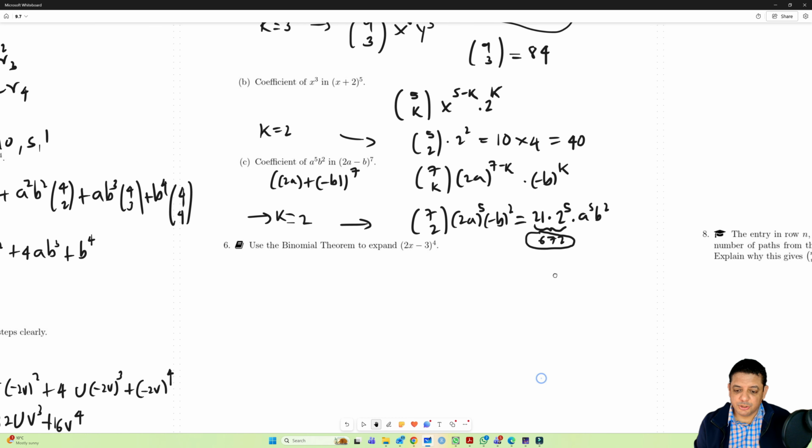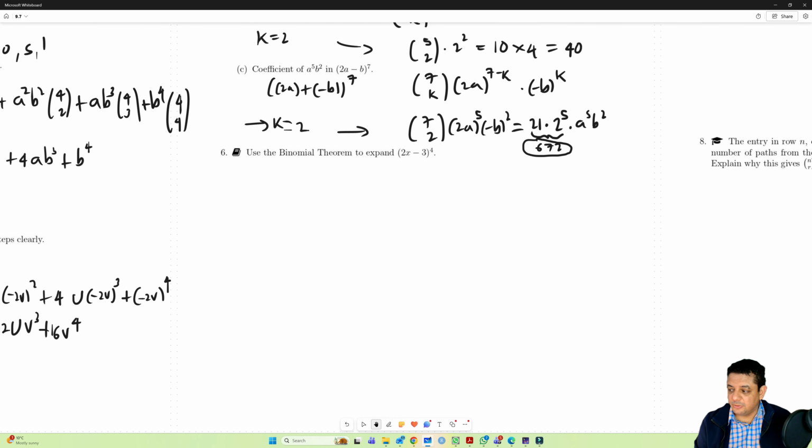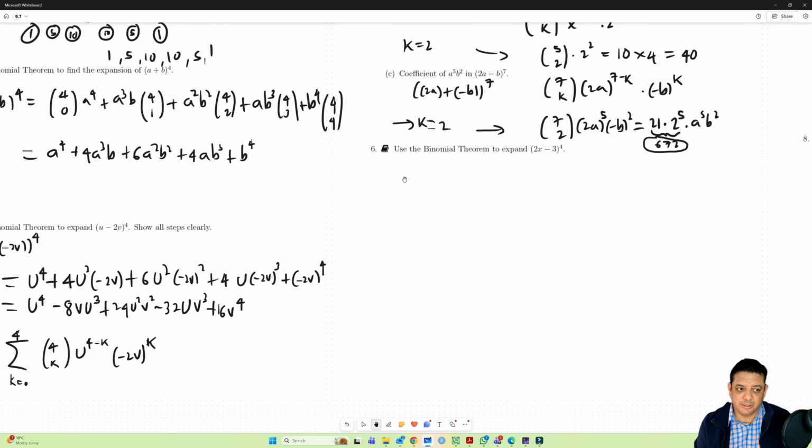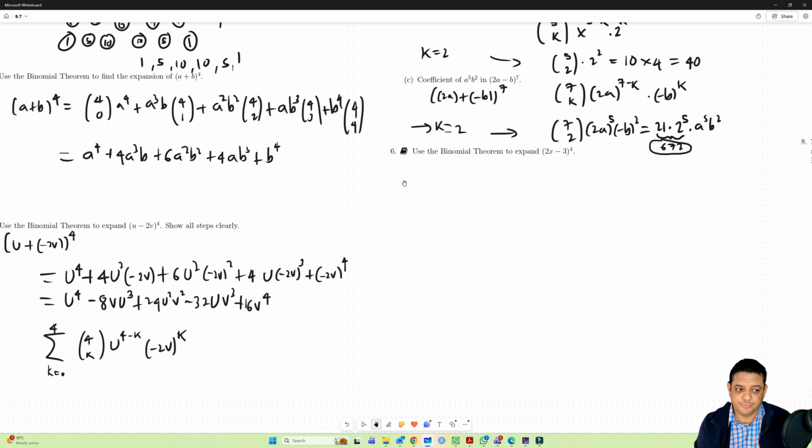All right, so question number 6. Let's use the binomial expansion to expand (2x − 3) to the power of 4. We can use the same thing that we did in the past with the expansion. Notice that this is a and this is b, so a is 2x, b is minus 3, and we have (2x − 3) to the power of 4.